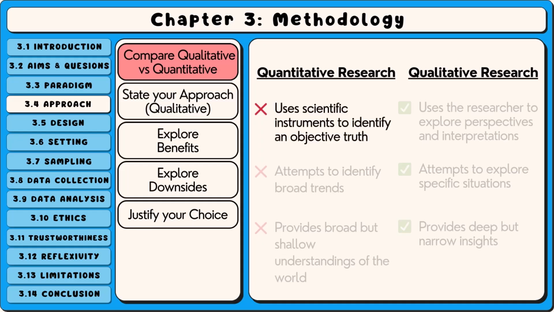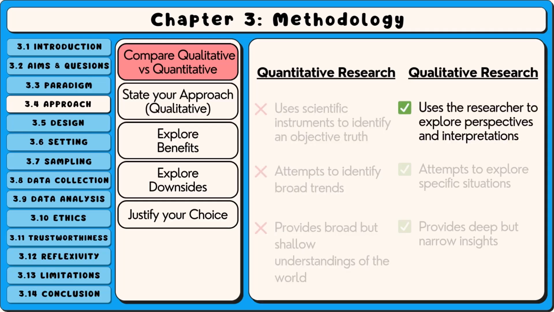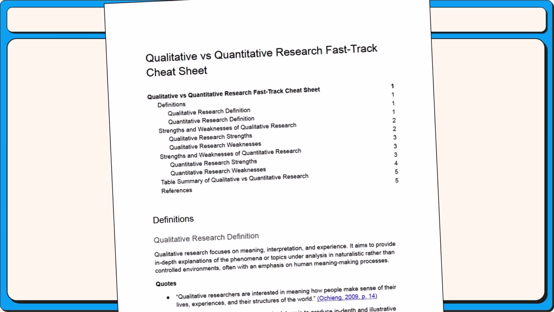Here's the difference. Quantitative research uses scientific instruments to identify an objective truth. It attempts to identify broad trends and provides broad but shallow understandings of the world. By contrast, qualitative research uses the researcher to explore perspectives and interpretations. It attempts to explore specific situations in order to provide deep but narrow insights. We do have a fast-track cheat sheet that compares qualitative and quantitative research, which will give you detailed strengths and weaknesses of each. You know where to get it.